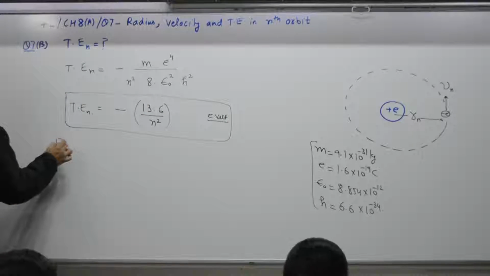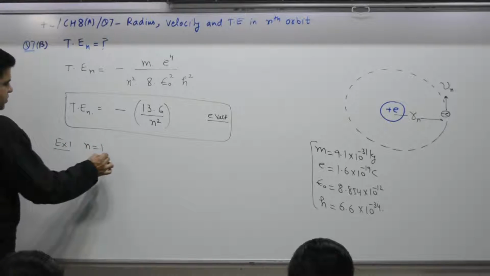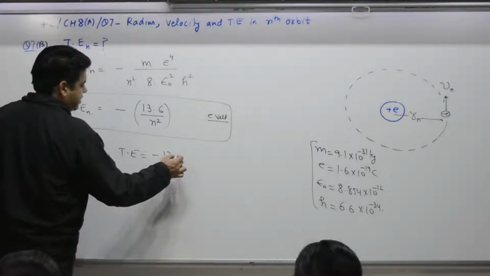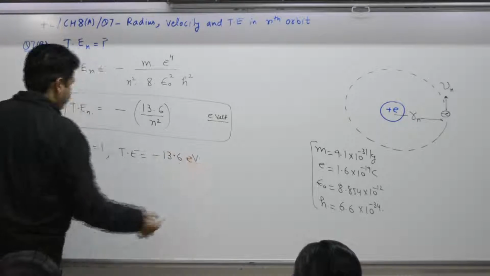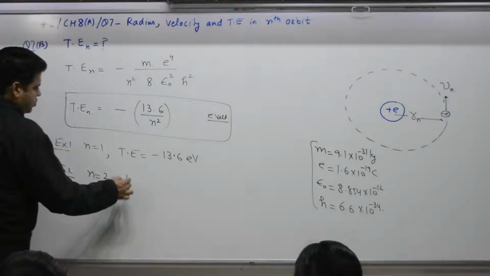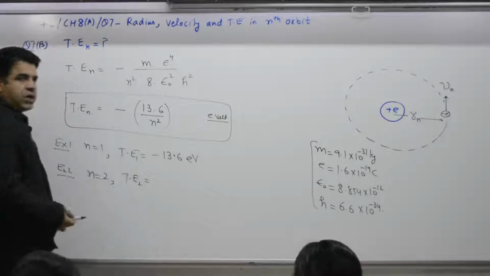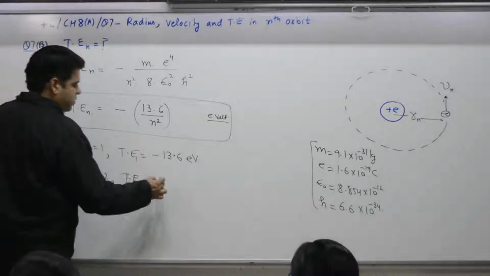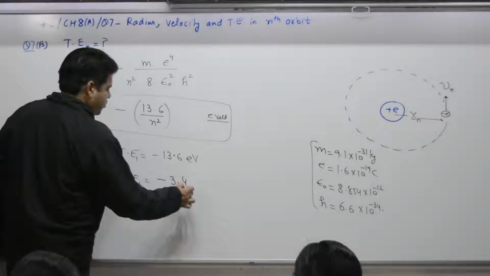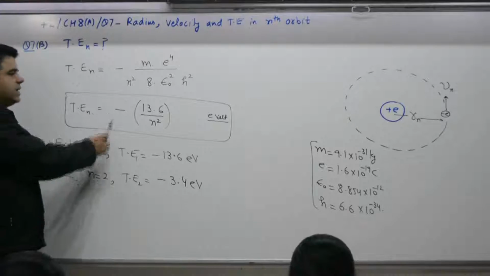As an example, first orbit, n is equal to 1. Total energy is equal to what? Put n is equal to 1: minus 13.6 electron volt. Put n is equal to 2. Total energy in second orbit is, if you put n is equal to 2, minus 13.6 by 4, minus 3.4 electron volt. So for any orbit, you can write this.